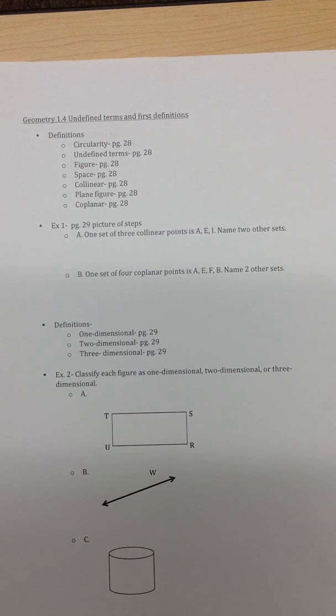So this is section 1.1, undefined terms and first definitions. We start off with a bunch of definitions here. The first one, circularity, on page 28.